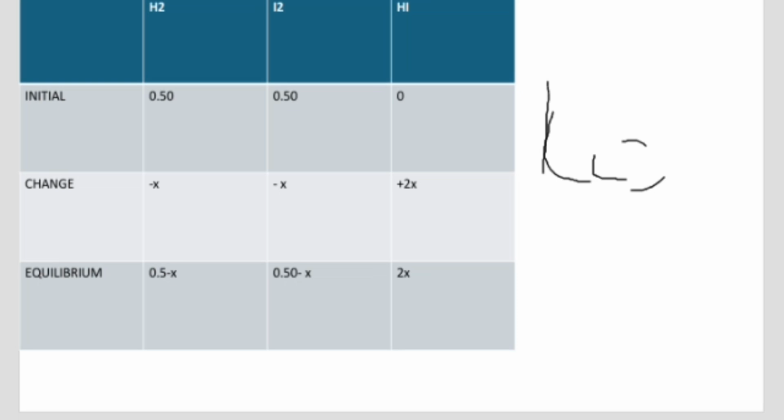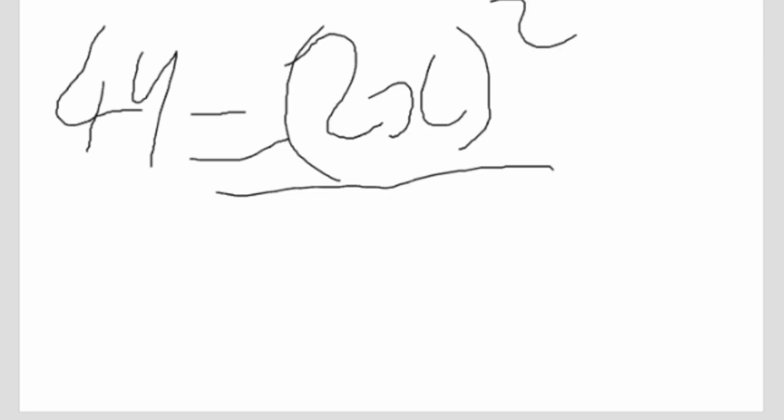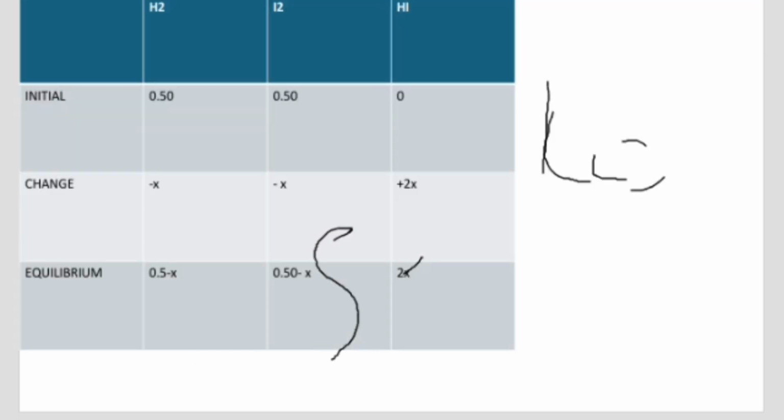Where there is Kc, we put 49, because the equilibrium constant in the question is 49. Then where there is HI squared, we put the value which is 2x, for HI. So it's going to be 2x squared over, we multiply these two, which is 0.5 minus x. So this is the equation we are going to use to find the value of x.